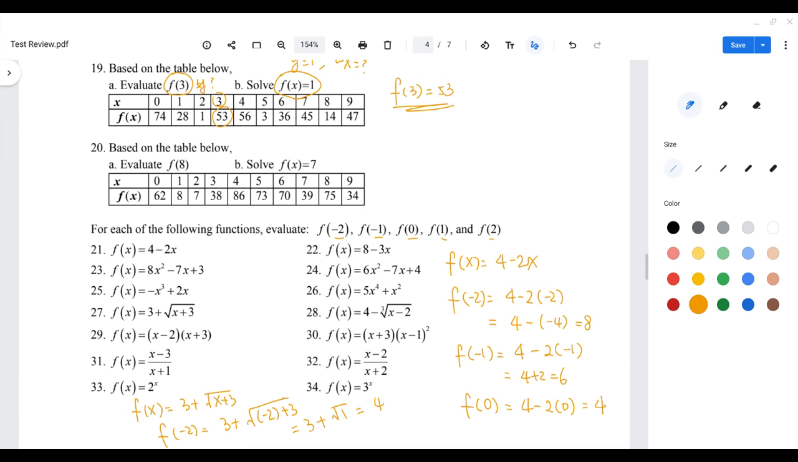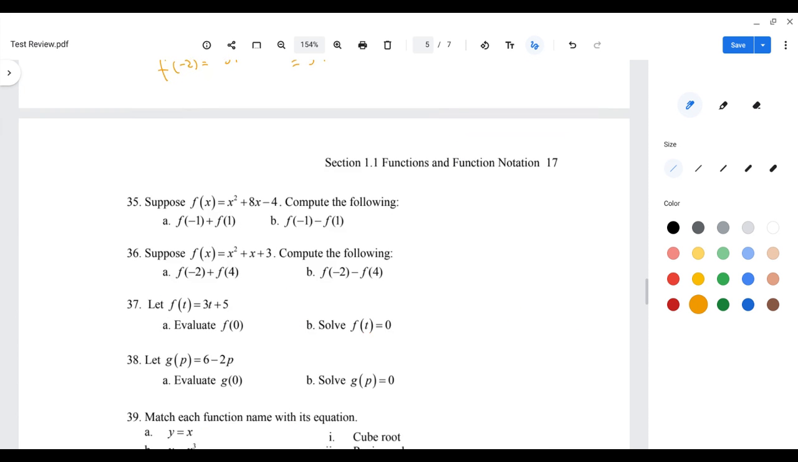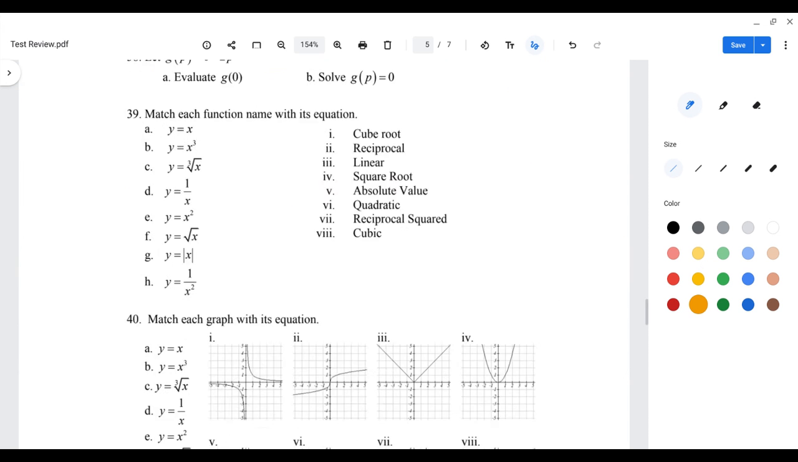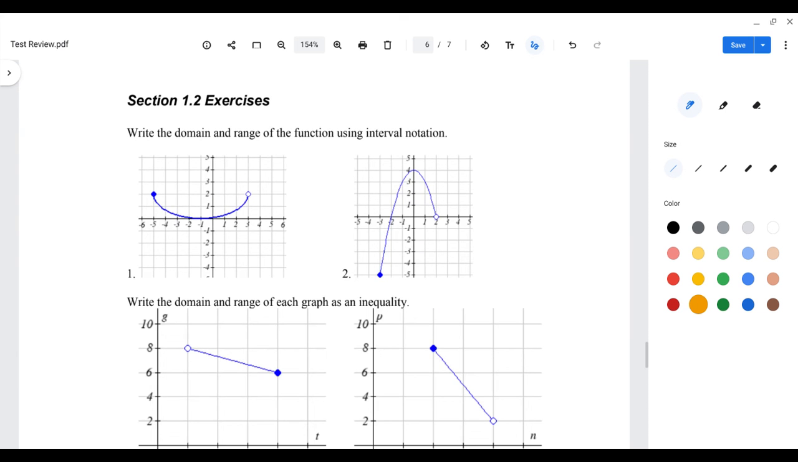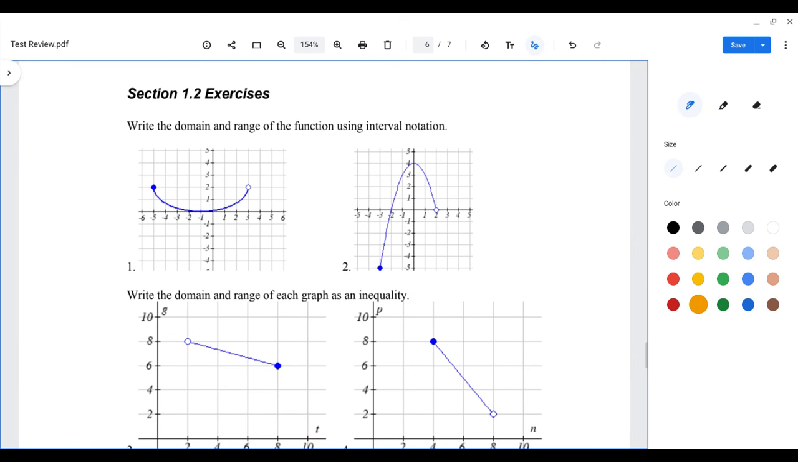So let's move on to another section with domain and range. 31, 32. So one thing about domain is x. That's horizontal, you look at left and right, right? And range is y, you look at up and down. So write your answers in interval notation. Question number 1.